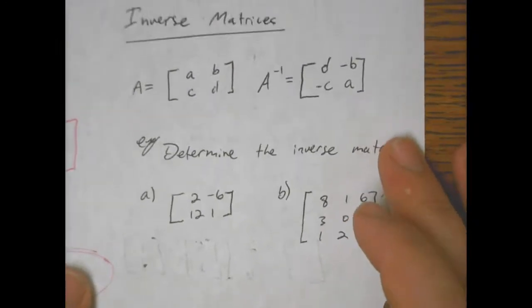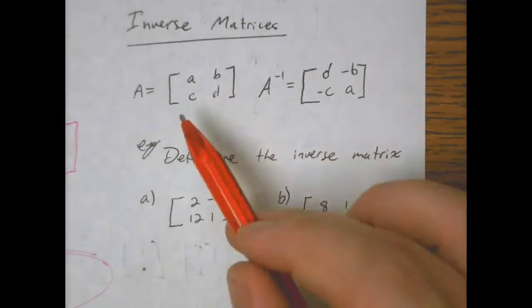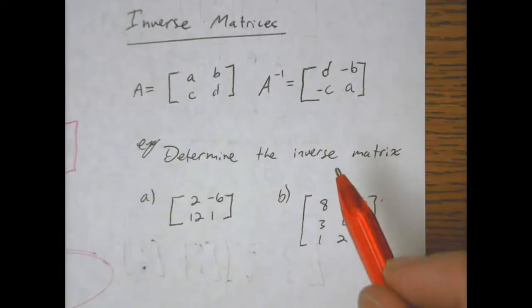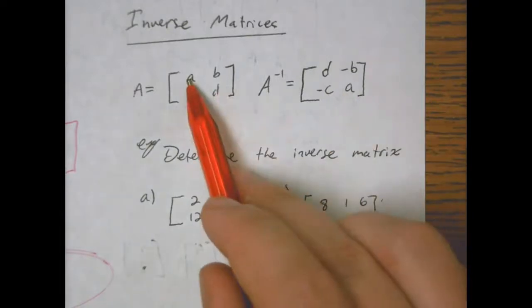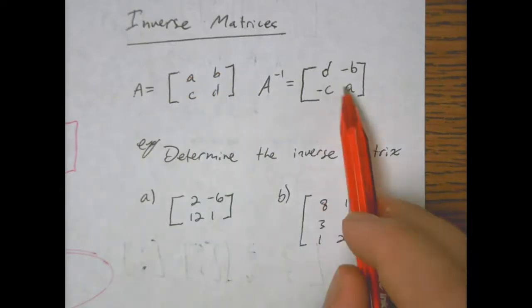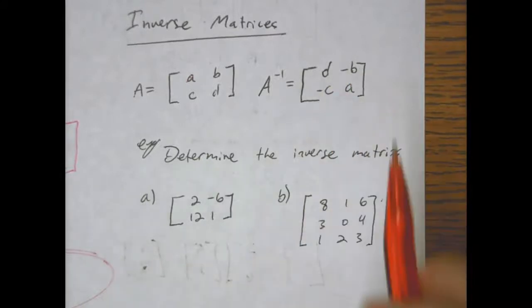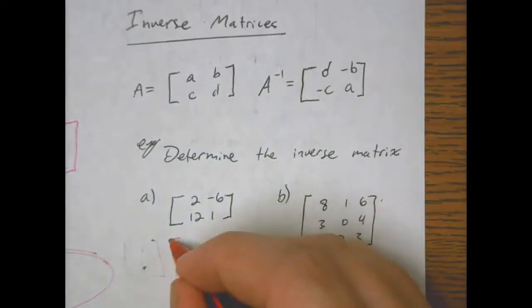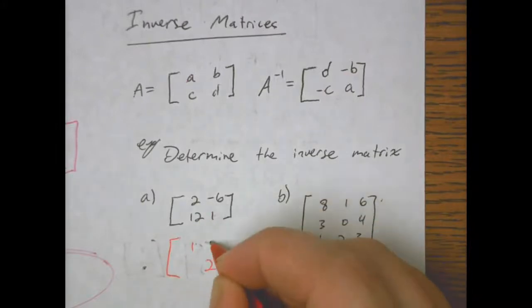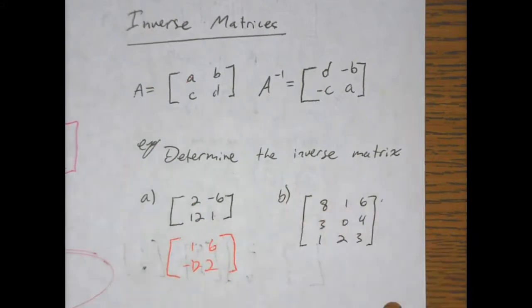Inverse matrices. For an inverse matrix, say we're given a 2 by 2 matrix, it's really easy as long as it's a 2 by 2. The inverse, which is what we've been using this whole time to help us solve systems of equations, you switch the order of A and D, and you make B and C negative. So notice A inverse becomes D, A, negative B, negative C. So in this first one down here, 2, 1 would become 1, 2. Negative becomes positive, positive becomes negative. That is your inverse matrix.